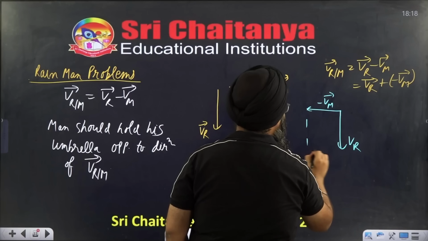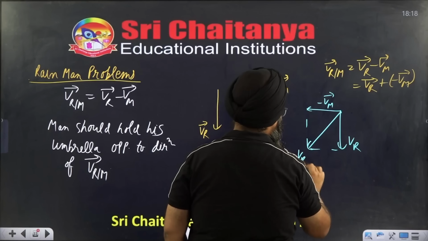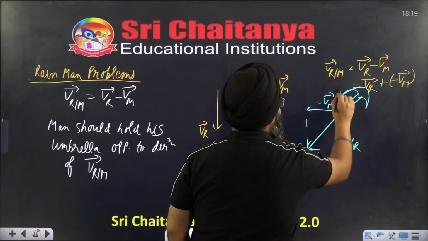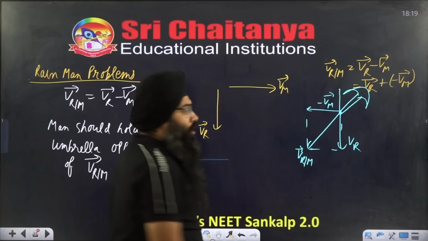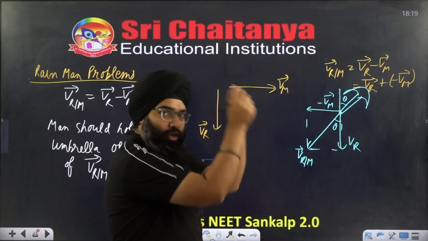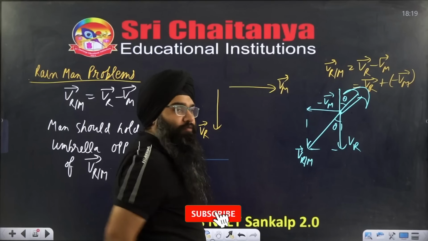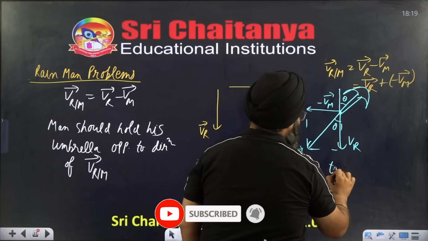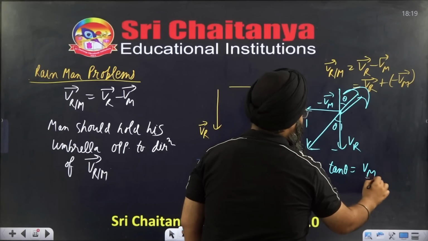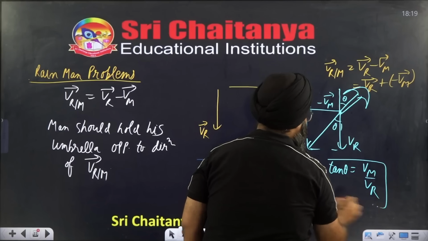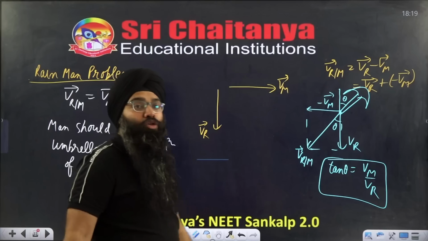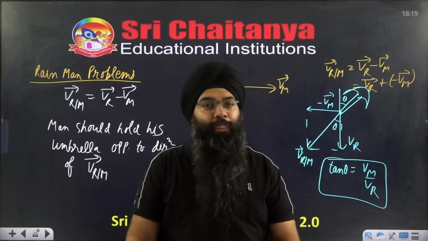The resultant of these two will give me VRM. And I told you that opposite to that direction you have to hold the umbrella so that you can get saved from the rain. So what will be the angle? This angle will be asked: at what angle from the vertical do you have to tilt so that you can get saved from the rain? So tan theta will be equal to, magnitude wise, perpendicular, that is VM, divided by base, which is VR. So tan theta is equal to VM by VR. You can directly calculate and get saved from the rain. I hope this particular concept is clear to you.